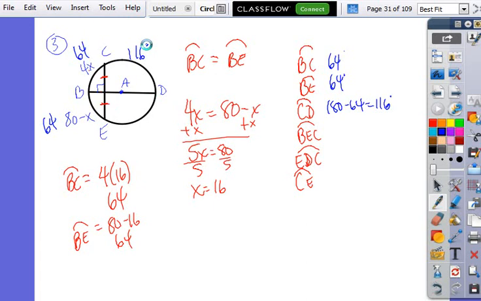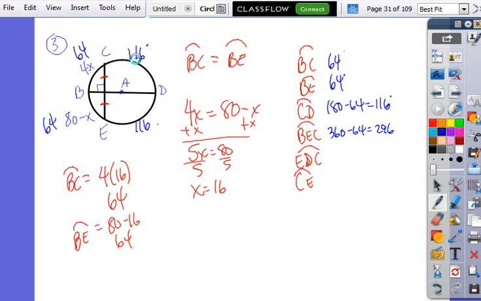The other way of looking at it is to say BEC is everything except that 64 at the top right here. So you do 360 minus 64, and you get 296. The other way of looking at it is saying if I go around the circle BEC, I would add up this 64, this 116, and that 116. Whichever way works for you.